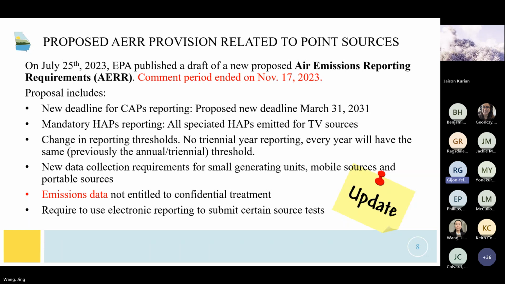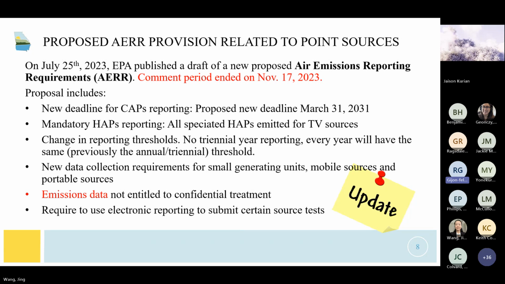There are also proposed changes in reporting thresholds. They would go away from the triennial and annual year differences, and essentially every year would have the same threshold. There are also changes regarding data collection requirements for small generating units, mobile sources, and portable sources.